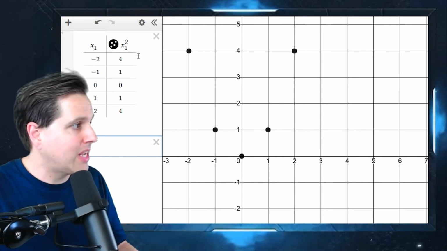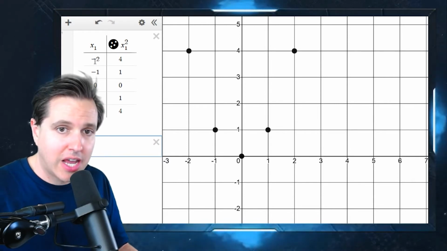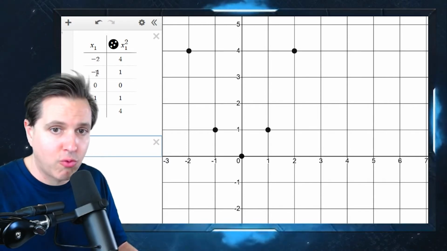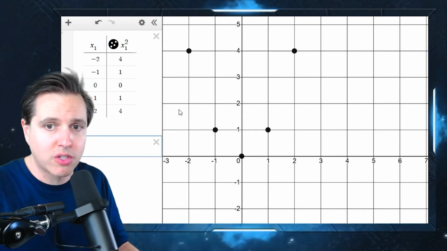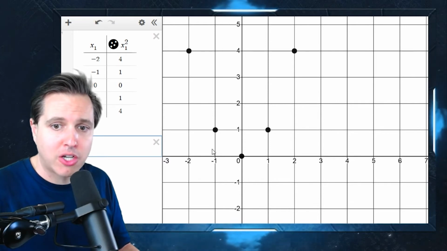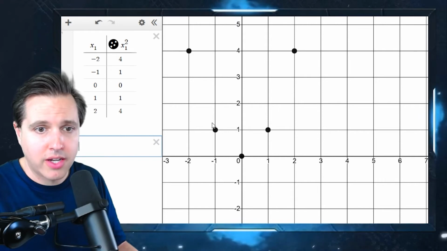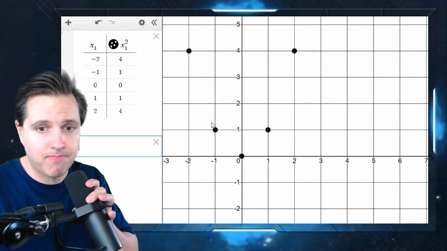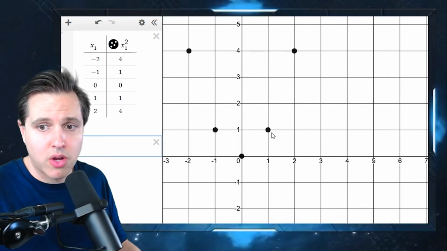Well, you can see in my table right here, what I'm doing is squaring the x value. So if we take -2 and square it, we get 4. -1 squared is 1. 0 squared is 0. 1 squared is 1. 2 squared is 4. And so this would be the point -2, 4, because you go back 2, up 4. This would be -1, 1, because you go over 1, up 1. This is 0, 0 right here. This is 1, 1.